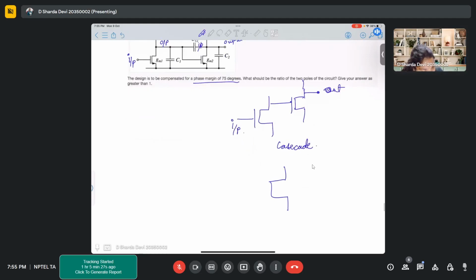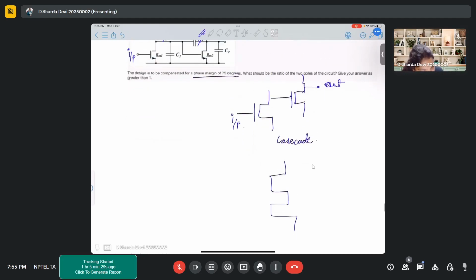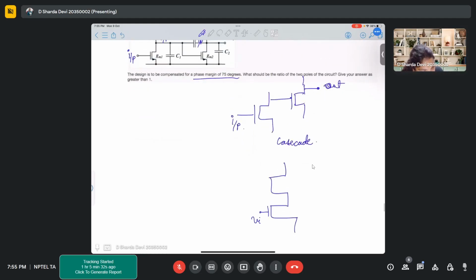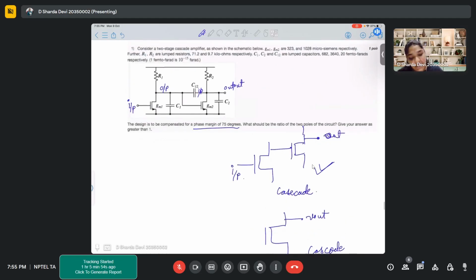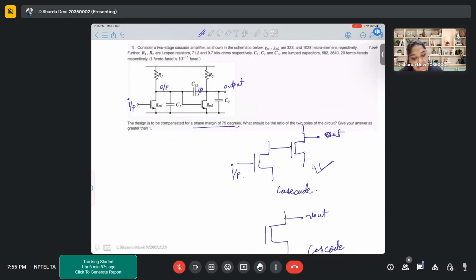And when we draw it like this, this is cascade. Okay. Maybe in the next session, we'll discuss further the advantages and disadvantages that we get from cascade. But for now, keep in mind that this type of configuration is a cascade configuration. So in this particular circuit, it is a cascade amplifier as shown with GM1, GM2.